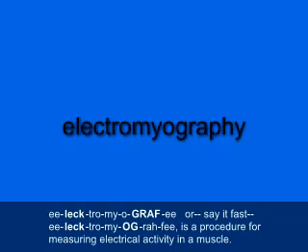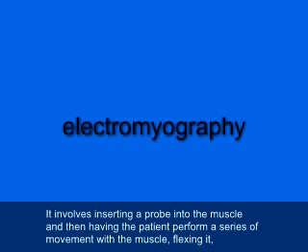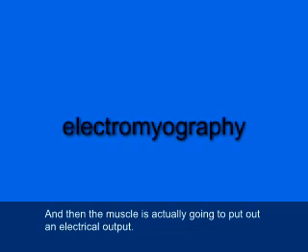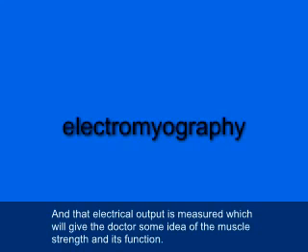Electromyography, or say it fast, electromyography, is a procedure for measuring electrical activity in a muscle. It involves inserting a probe into the muscle and then having the patient perform a series of movements with the muscle, flexing it, moving it in various directions. And then the muscle is actually going to put out an electrical output. And that electrical output is measured, which will give the doctor some idea of the muscle strength and its function.